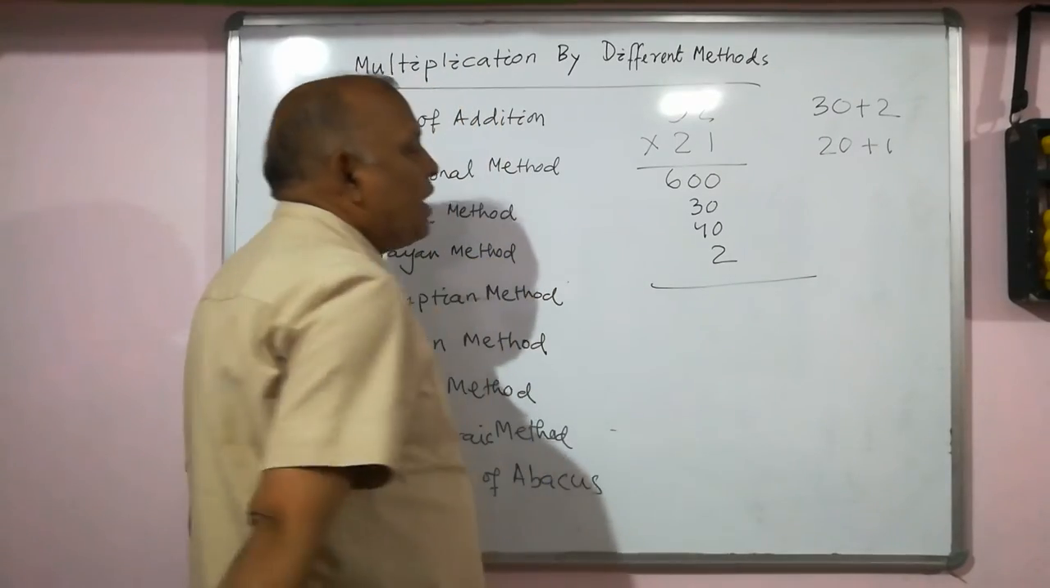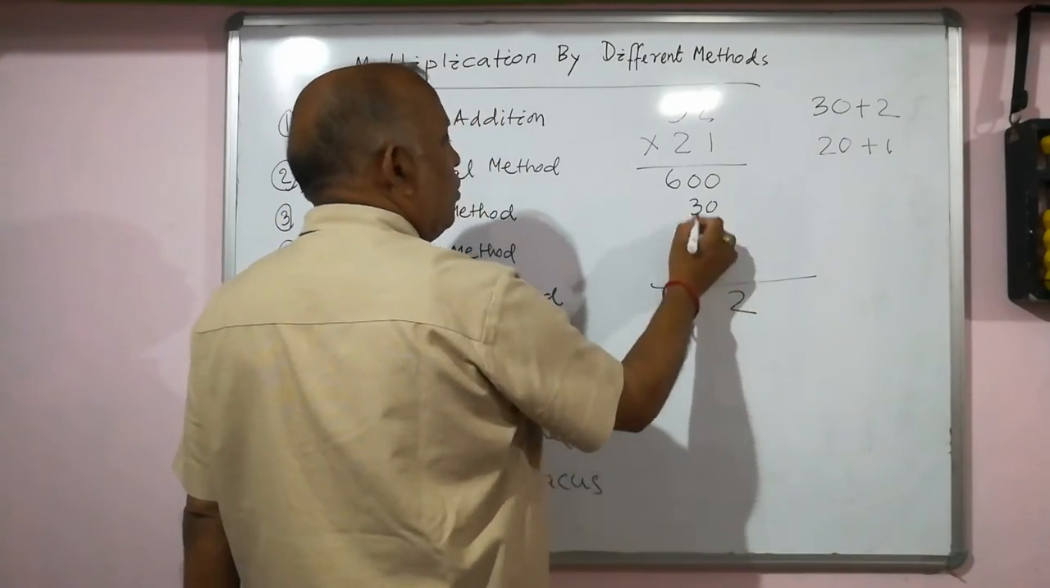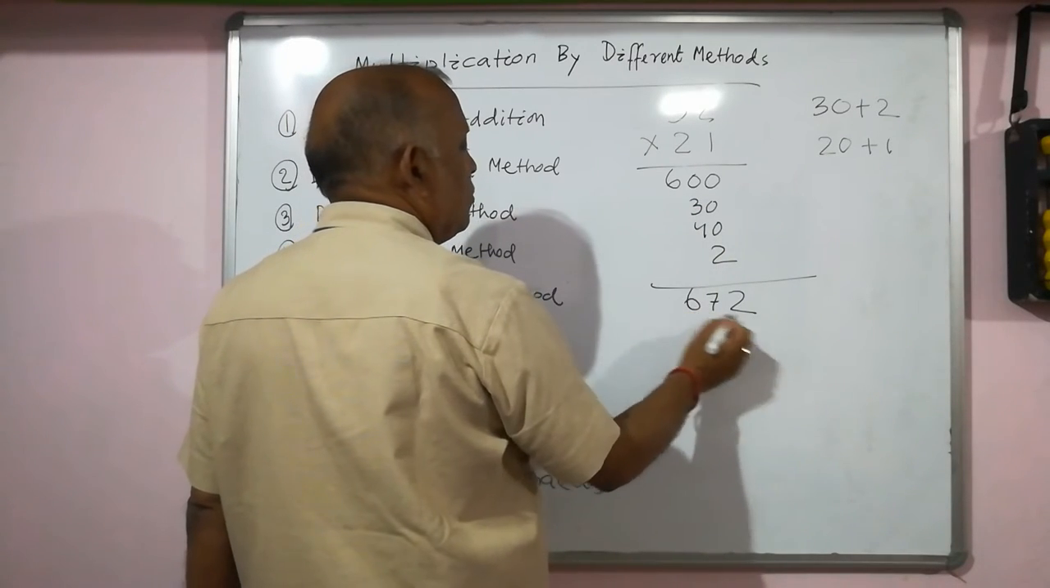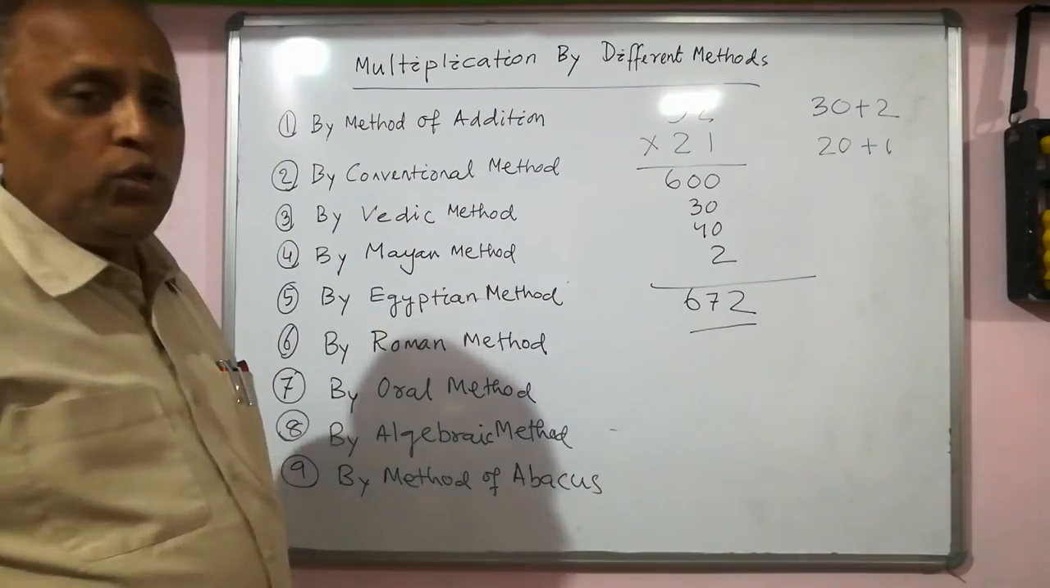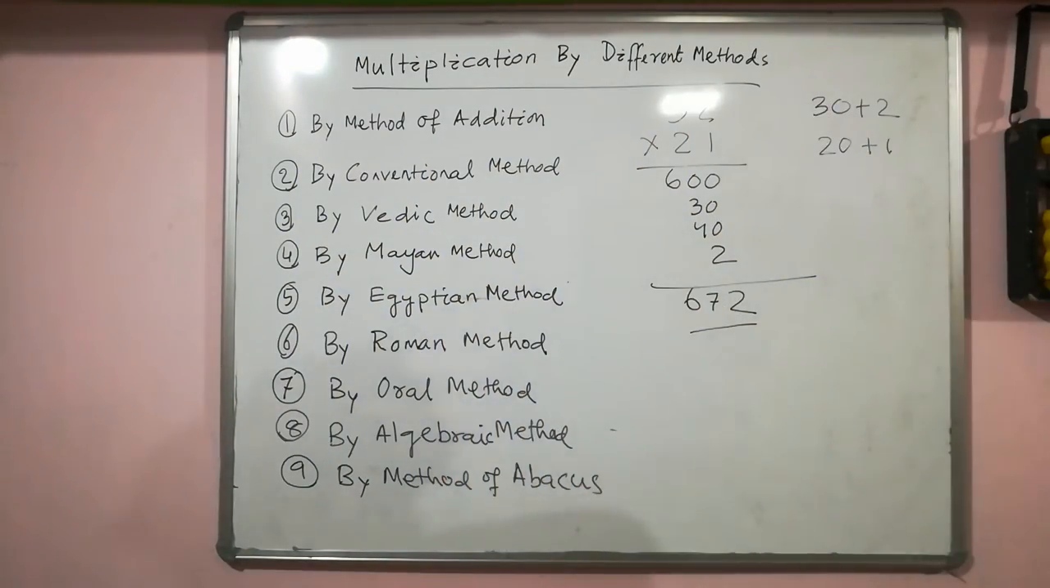So easily, orally, you can do it. This will be now 2. 4 plus 3 is 7 and this is 6. So the result is 672. Without using pen, pencil and paper, orally the student can do this type of multiplication.